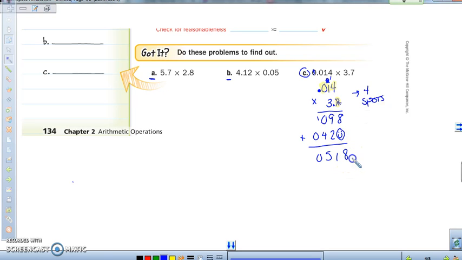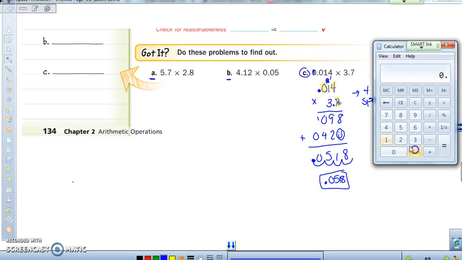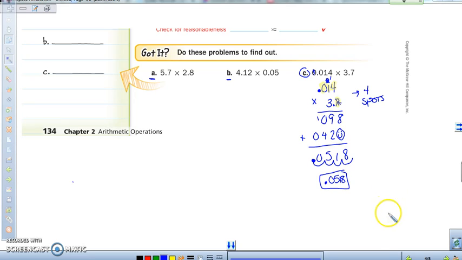So starting at the back always, 1, 2, 3, 4. I always make my decimal point big so I know where it is, and then I must rewrite. And I check for accurateness with my calculator. So 0.014 times 3.7 gives me 0.0518.